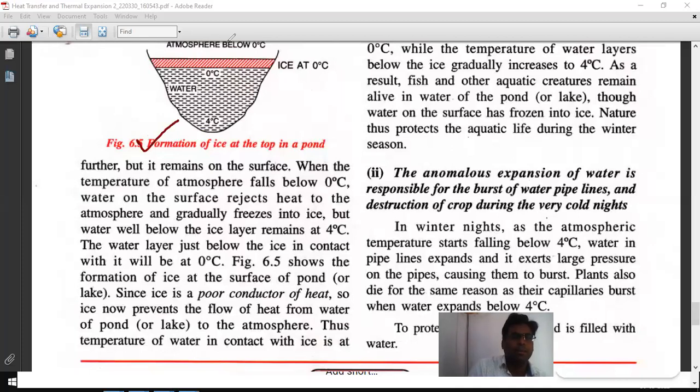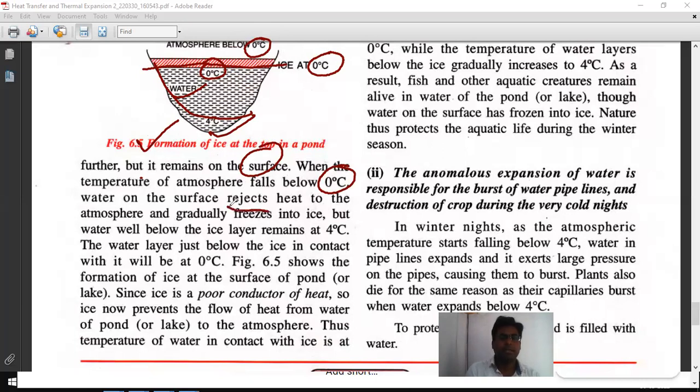You can see in the diagram: atmosphere below 4 degrees Celsius, ice at 0 degrees Celsius. So you can see the upper part has a temperature of 0 degrees Celsius and the lower part has 4 degrees Celsius. Further, when the temperature of the atmosphere falls to 0 degrees Celsius, water on the surface rejects heat to the atmosphere and gradually freezes into ice. But the water well below the ice layer remains at 4 degrees Celsius. The water layer just below the ice, in contact with it, will be at 0 degrees Celsius. Figure 6.5 shows the formation of ice at the surface of the pond.